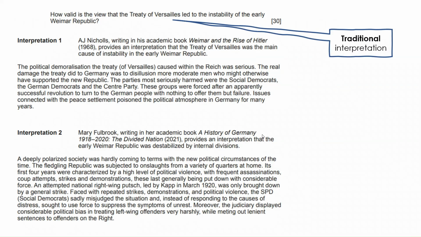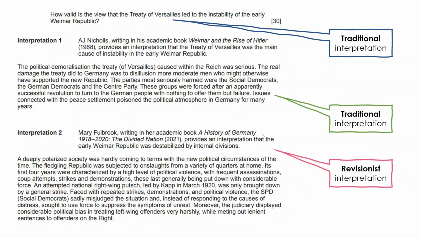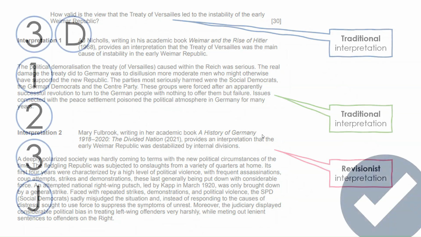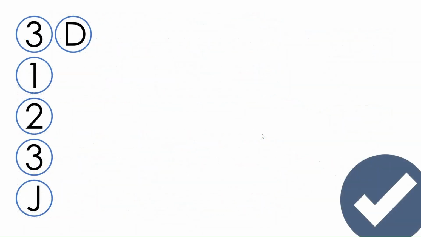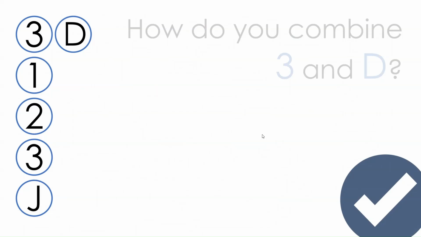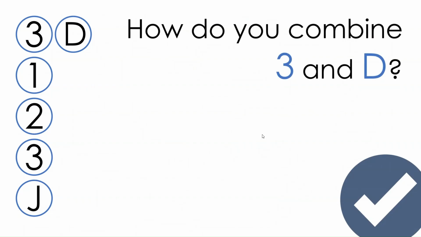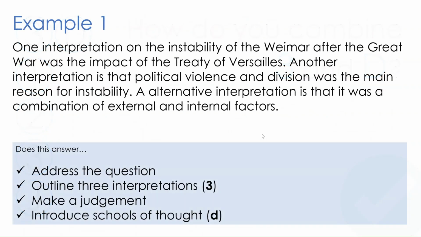Again, we're not interested in reading through the extracts just for this video. I can tell you that this extract completely agrees with the original interpretation and is therefore a traditional view. The second one disagrees and gives more of a revisionist interpretation, writing in 2021. We just need that as a little bit of background to allow us to access what we're looking at now, which is the introduction, and we're going to look to combine both the 3 and D sections.